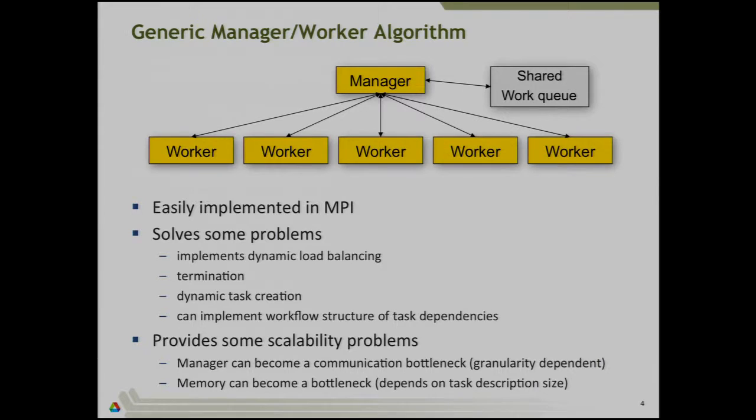Its big problem is scalability. The manager can become a communication bottleneck if there are, let's say, 100,000 workers communicating with one manager and the tasks are on the order of milliseconds. He's not going to be able to manage it. We also have a memory problem if the manager is the only one who knows where the tasks are. So the idea is to keep the good aspects of this model and solve the bad aspects.